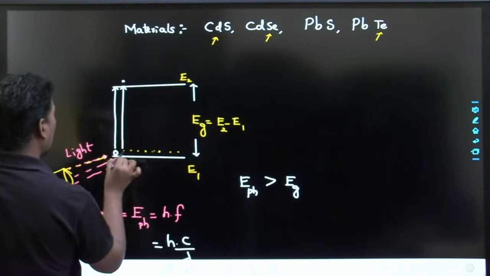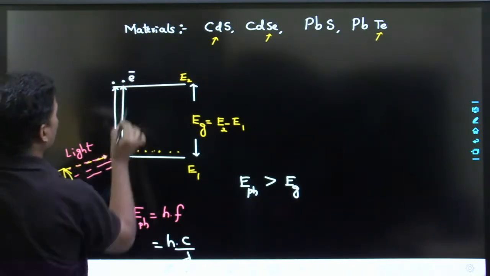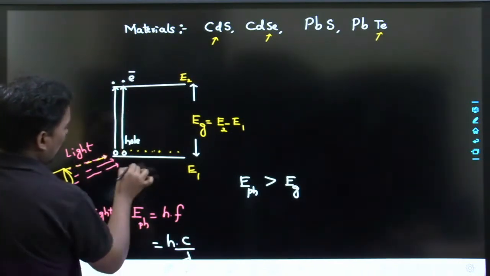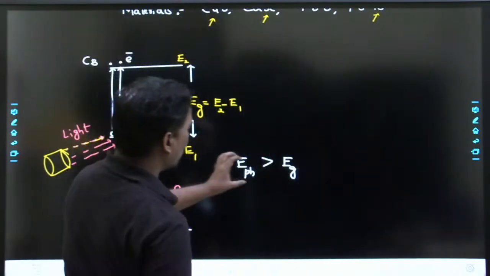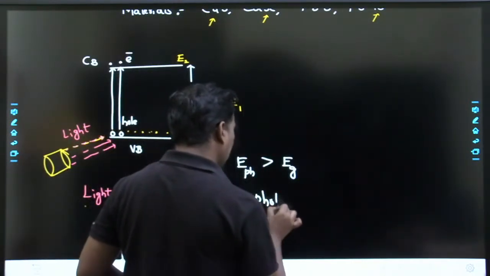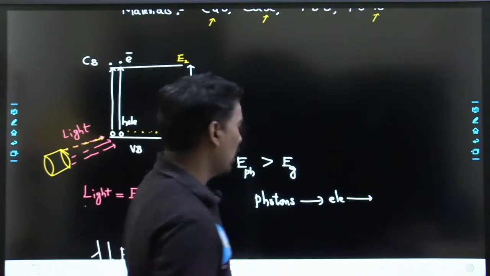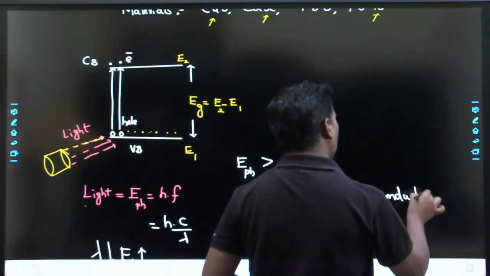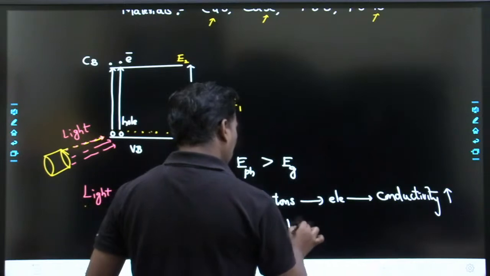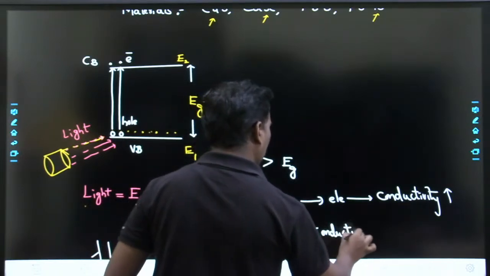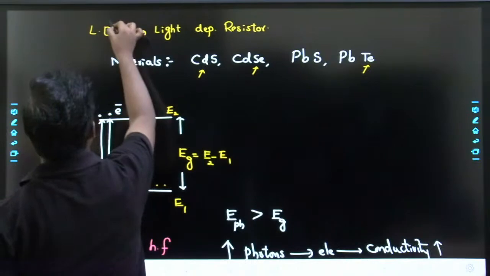Electron is jumping to the higher energy level means photons hitting, electrons jumping. So this electron jumped here and here the hole formed. That means they are moving from the valence band to the conduction band. If the energy of the photon is greater than the energy gap, then photons are hitting and the electrons are moving. The movement of electrons is called current. This is what we call conductivity. As the photons are increasing, the conductivity is also increasing. This particular phenomenon is called the photoconductive effect, and the device which is working on this principle is called a photoconductive cell.